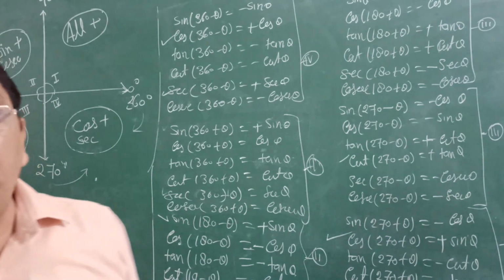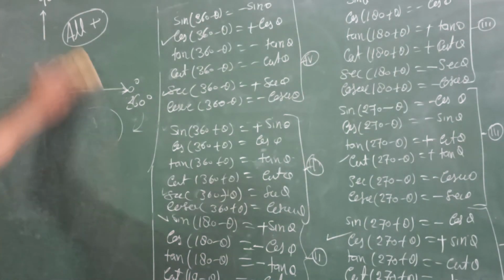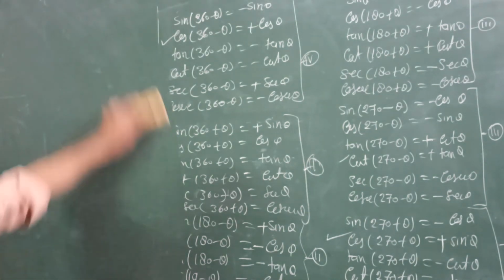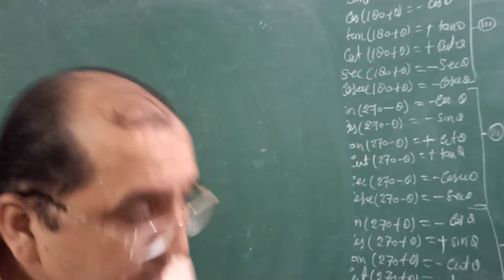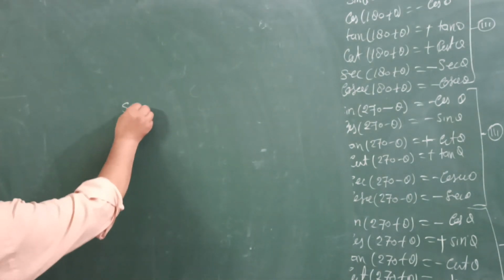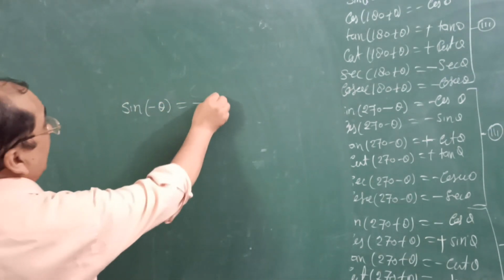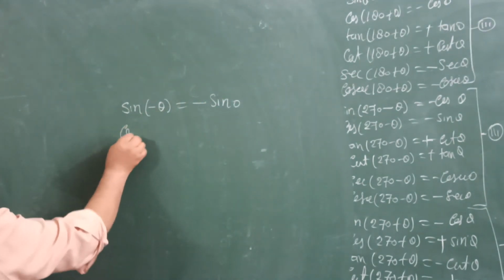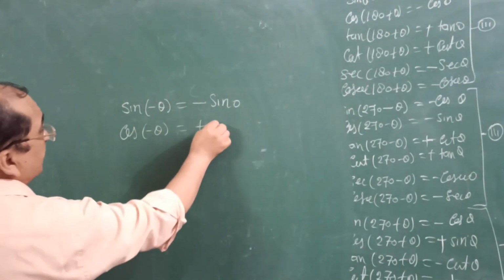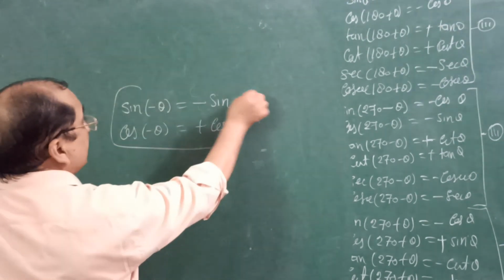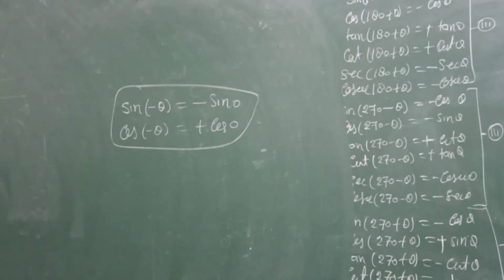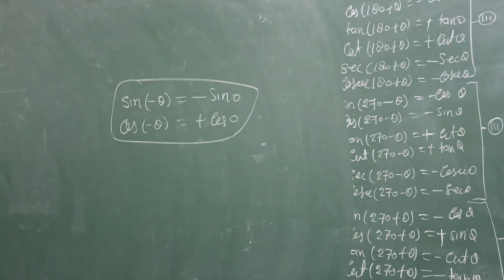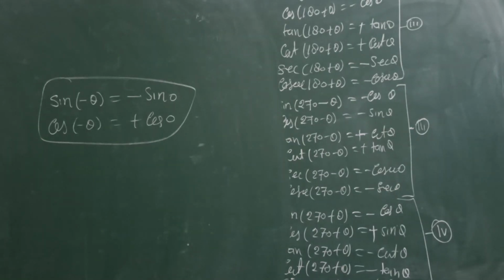Now after that, one more important point is here. We will go to the next exercise, but before that we have to learn one more thing, and this is very important. We know that sin minus theta equal to minus sin theta, and cos minus theta equal to plus cos theta. This is really very important. Keep in mind these important things. Till here you have to keep in mind how we can solve, and after that I am starting the new one.